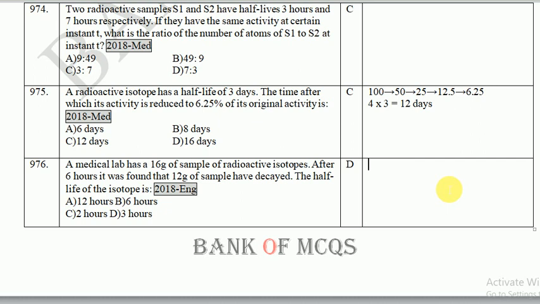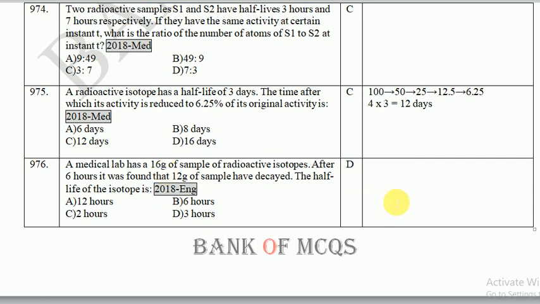A medical lab has a 16 gram sample of a radioactive isotope. This is a 2018 MCQ. After 6 hours, it was found that 12 gram of the sample has decayed. What is the half-life of the isotope? So they have given us that the lab had 16 gram of isotope. After 6 hours, it was found that 12 gram of the sample has decayed.